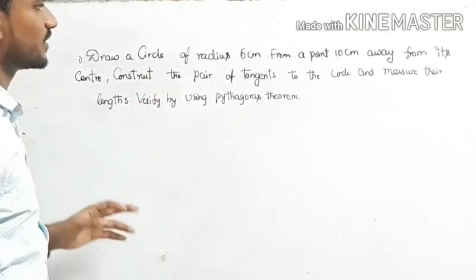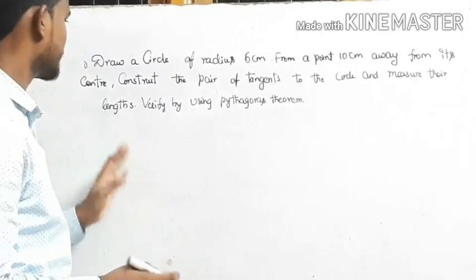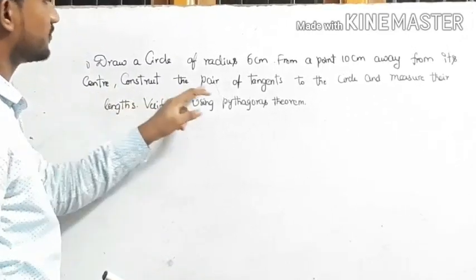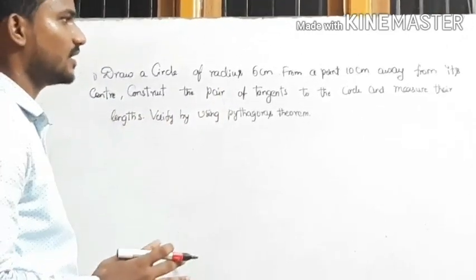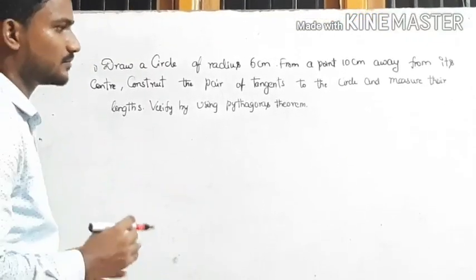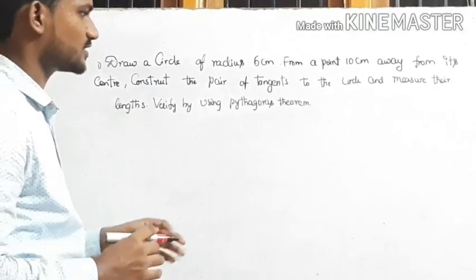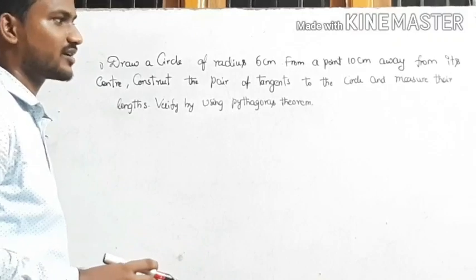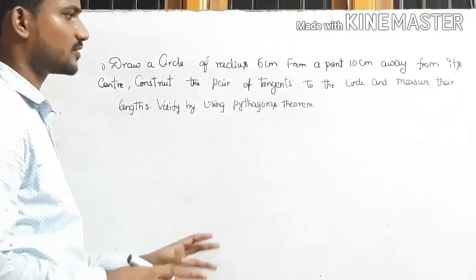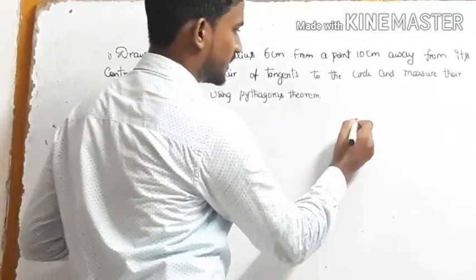Draw a circle of radius 6 centimeters from a point 10 centimeters away from its center. Construct the pair of tangents to the circle and measure their lengths. Verify by using Pythagoras theorem. First, this question is based on the construction process. We don't have a compass or such equipment to draw on the board, so we can draw roughly.